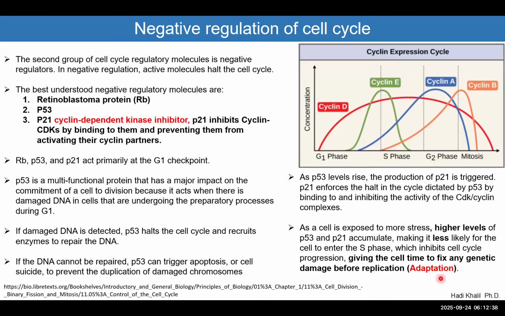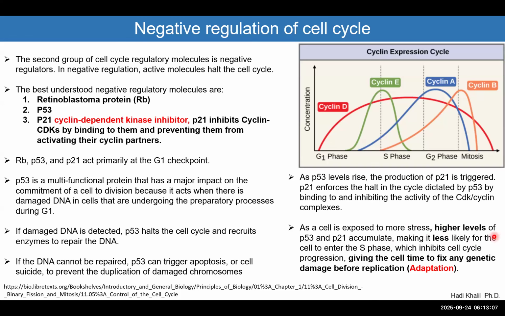Stress means the cell has to adapt. So as a response to that, the cells produce more p53. And p53 is a positive regulator of p21. So the more p53 you generate, the more p21 will be generated. And those two will accumulate in the cell.